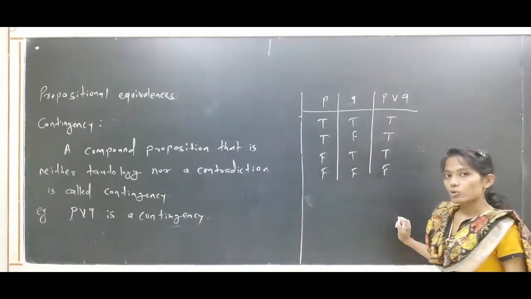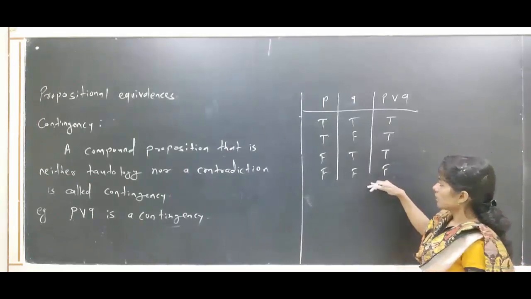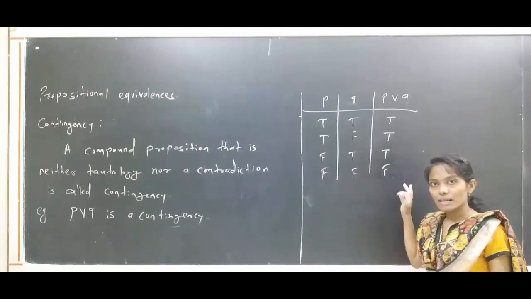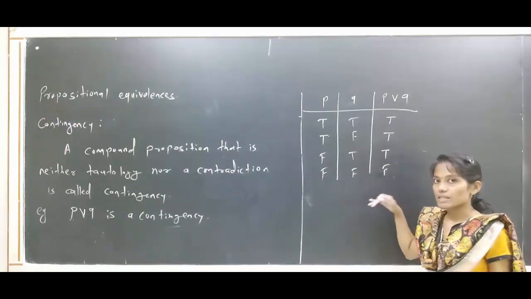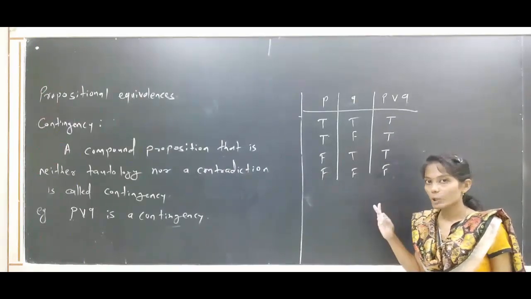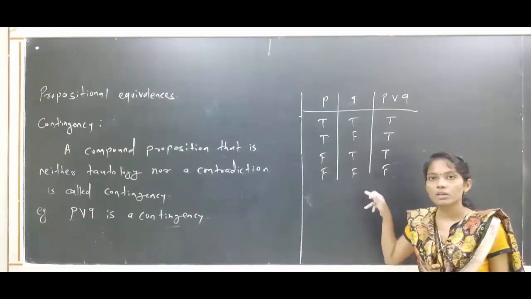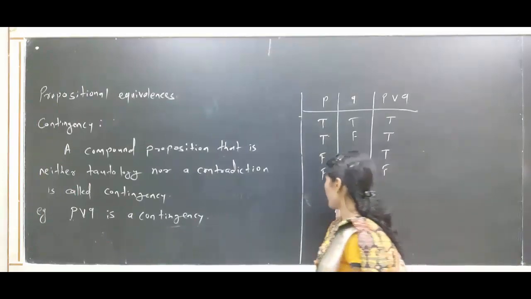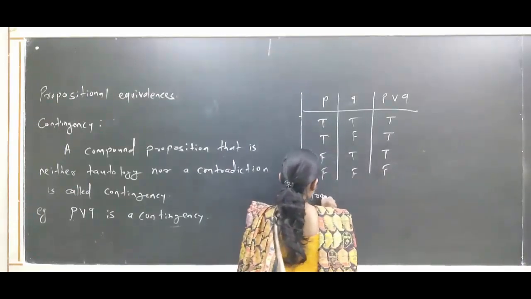So from this truth table, observe that in the last column the values are mixed, that is true as well as false. That means this compound proposition is neither a tautology nor a contradiction. So this compound proposition is called a contingency. Write down from the truth table.